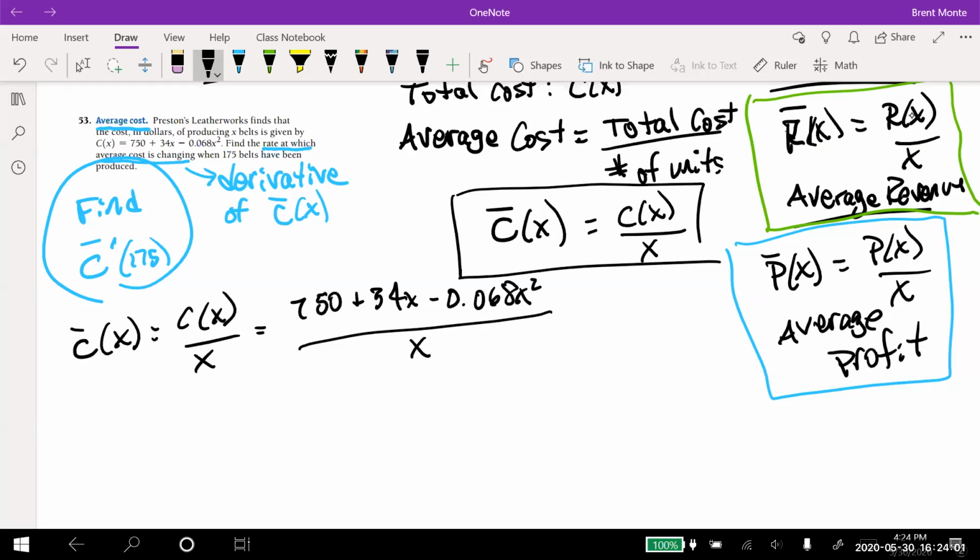Now, again, this is one of those where I can simplify first if I want to. I can divide each piece by X, and the 750 divided by X is 750X to the negative 1. The 34X over X, the X's cancel, and I can get 0.068x to the first power once I reduce, and then take the derivative. But we'll use the quotient rule to get a little more practice with that.